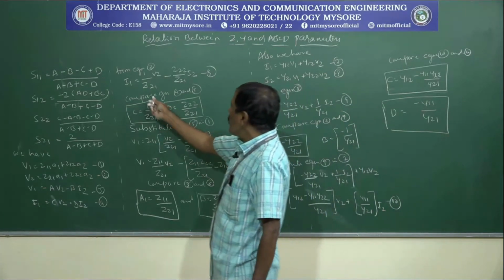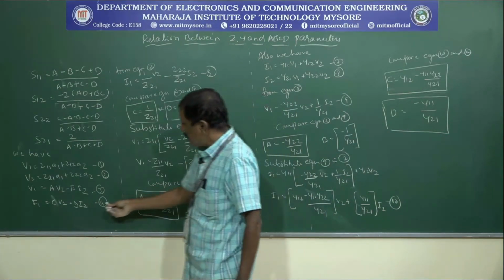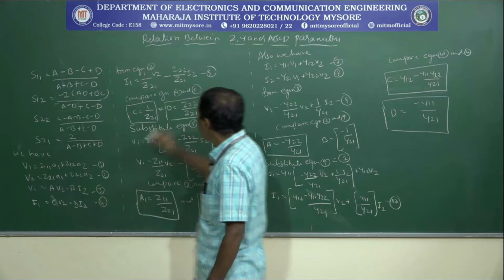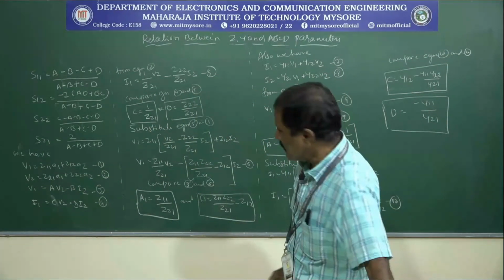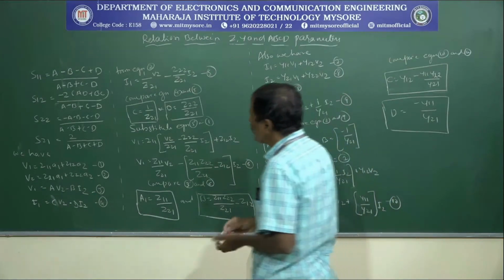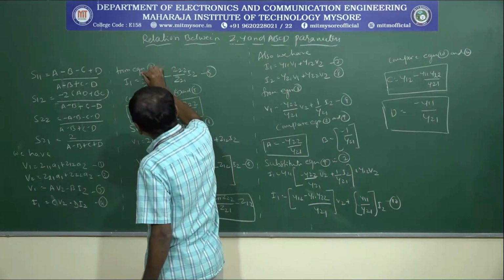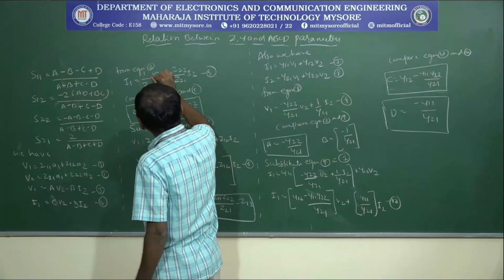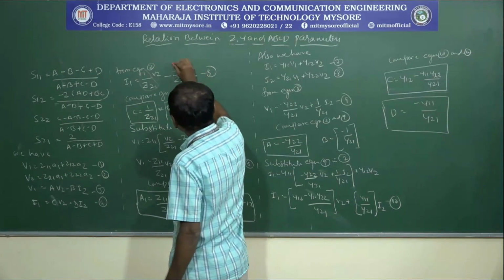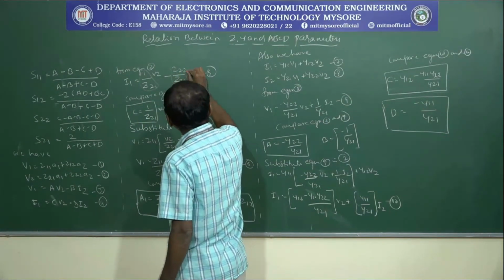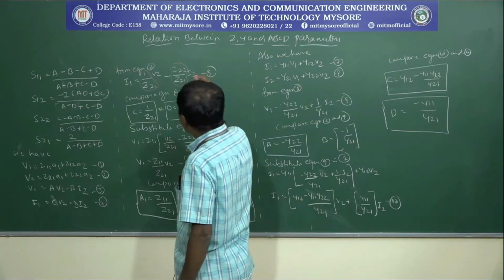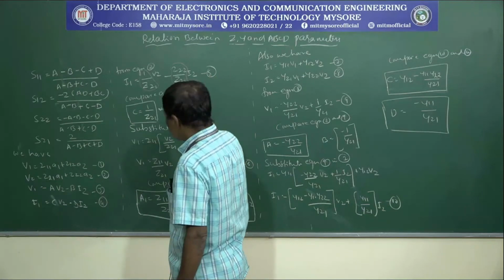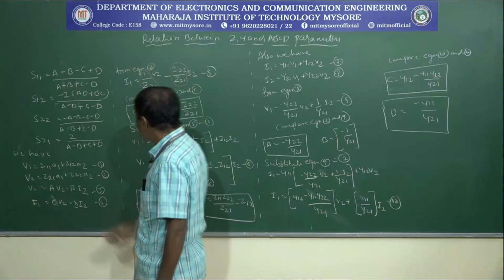Then compare equation number 4 and 5. So this is our equation number 4 and this is our equation number 5. If you compare these equations, take this particular term, the equation number 5 term, and take this particular term, and compare this equation with respect to equation number 4.